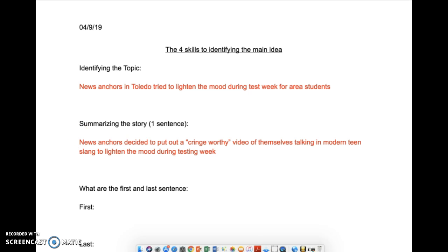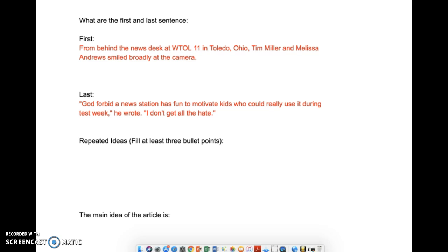The first and last sentence of the article are, first, "From behind the news desk at WTOL 11 in Toledo, Ohio, Tim Miller and Melissa Andrews smiled broadly at the camera." The last sentence is, "God forbid a news station has fun to motivate kids who could really use it during test week, he wrote. I don't get all the hate."